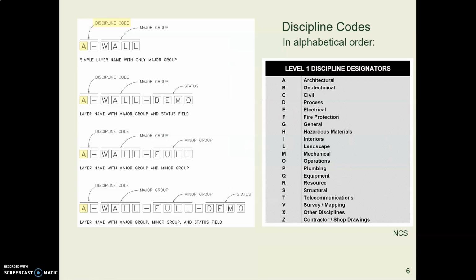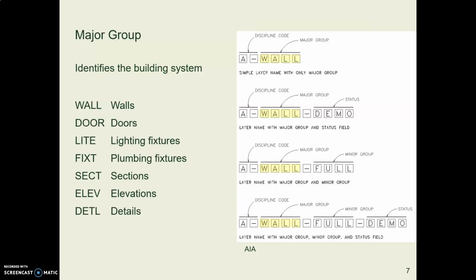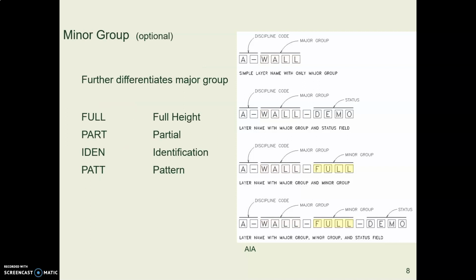Here is a list of the discipline codes that you will use for your layers, and you'll notice they're real similar to the sheet discipline designators. These are from the National CAD Standard. And here are just a few of the major groups that you might encounter, walls and doors and so forth. I'm going to show you where you can find all of those in a minute. And then here are some minor groups.